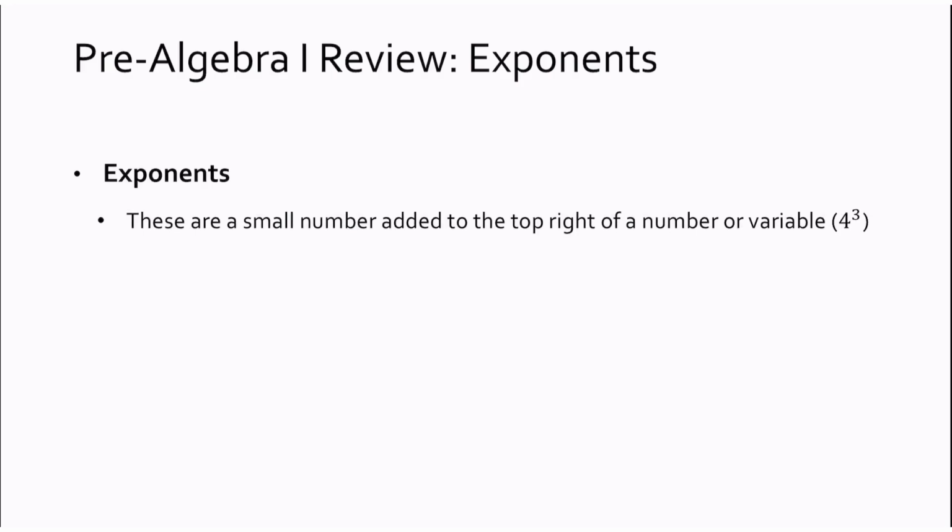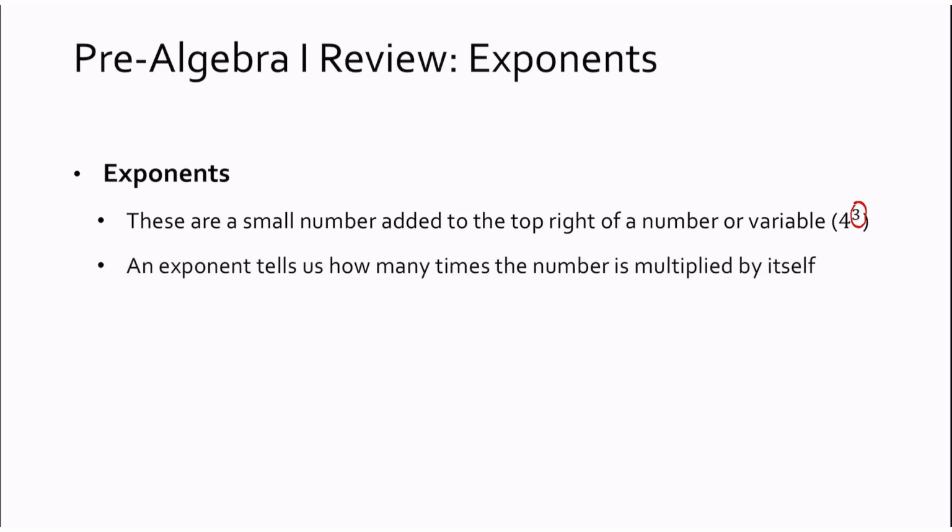So an exponent is that small number that we add at the top right of a number or a variable. So for example, we have this 4 and we say to the third power. That little 3 is the exponent. And what the exponent tells us is how many times the number is multiplied by itself. So this 4 to the third would be 4 times 4 times 4, which is 64.